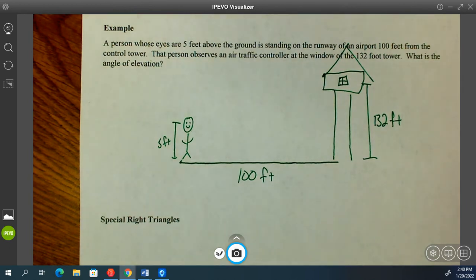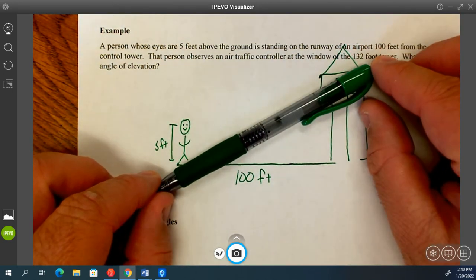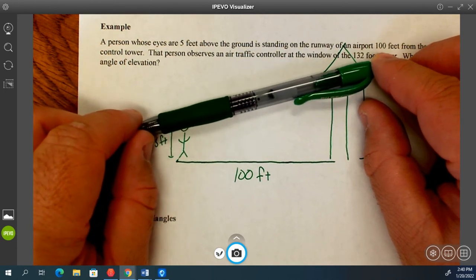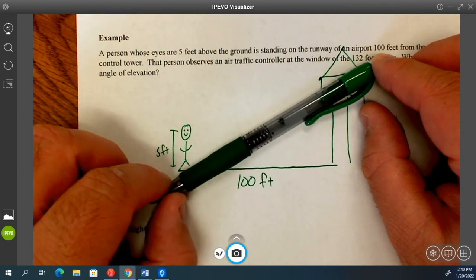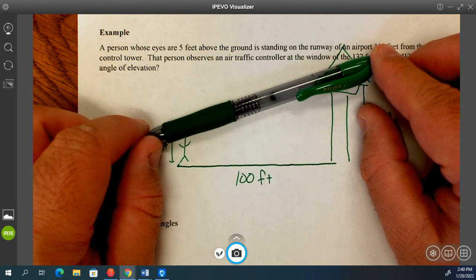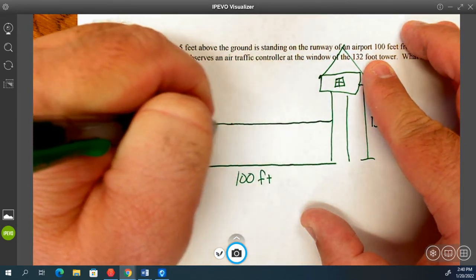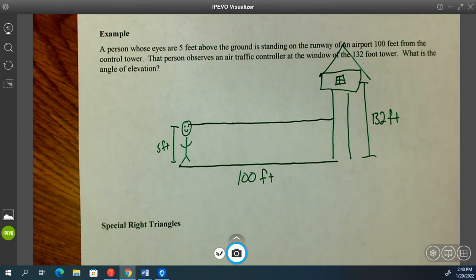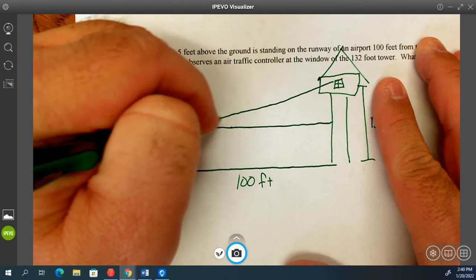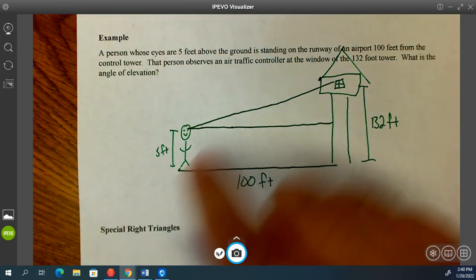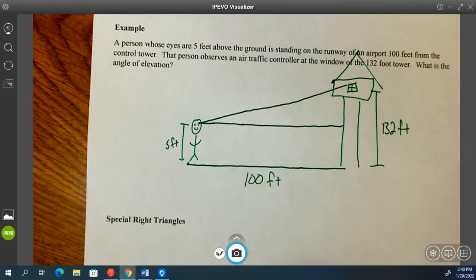So the question is, am I looking for the angle that is here? Or am I looking for the angle that's here? From their line of sight or from the ground? From the line of sight. That's the angle that we're going to be looking for. This one right here, this angle. Here's my line of sight. Here's my angle of elevation up to the person in the window.